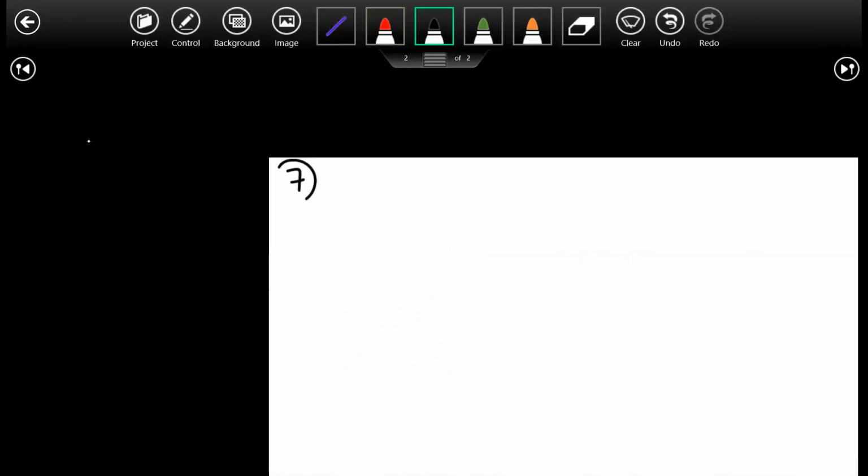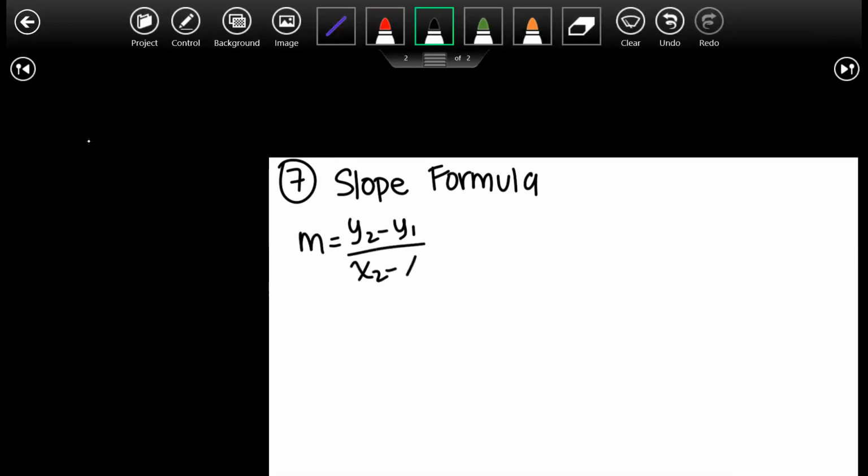Two more problems left. 7 on this side is our slope formula. Slope formula is going to be y2 minus y1 over x2 minus x1. We have our points 13, -17, and we have our other points -4, 10. We can label this as x1, y1, x2, y2. These are coordinate points for each point. All we're going to do now is plug our values in.